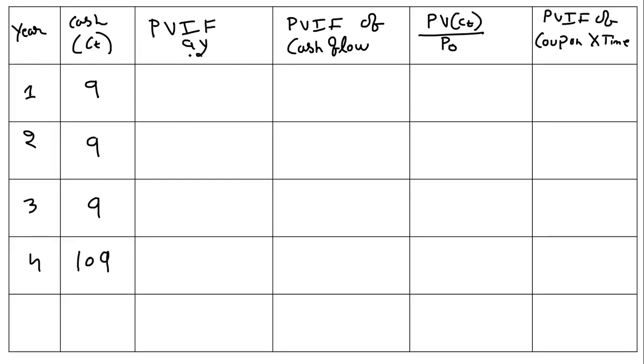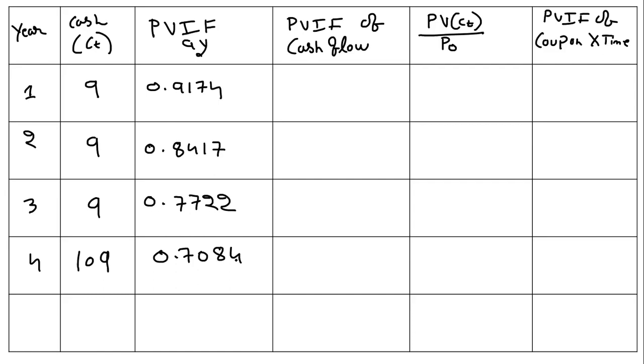So now the present value interest factor, PVIF at 9% for 9 years. This value we will take from the table. The value for the first year will be 0.9174, for the second year 0.8417, for the third year 0.7722, and for the fourth year 0.7084, that we have taken from the table. Everything is directly available from the table, so you can take it directly.